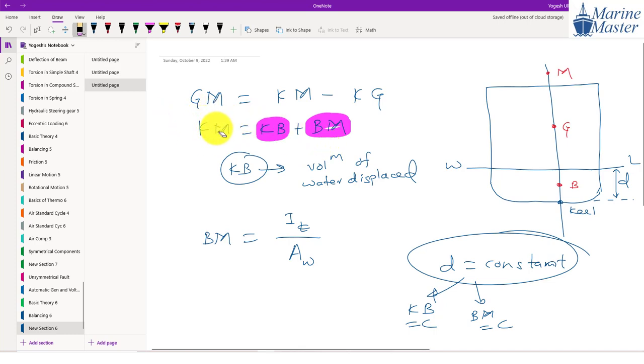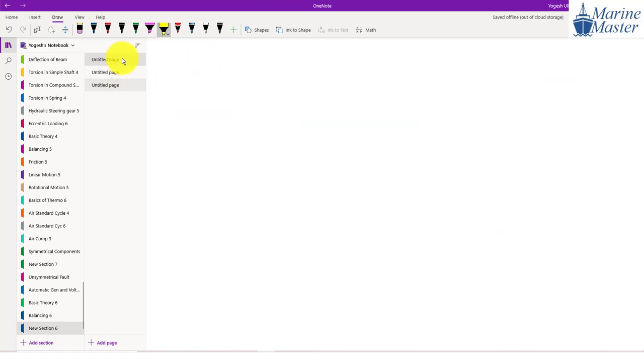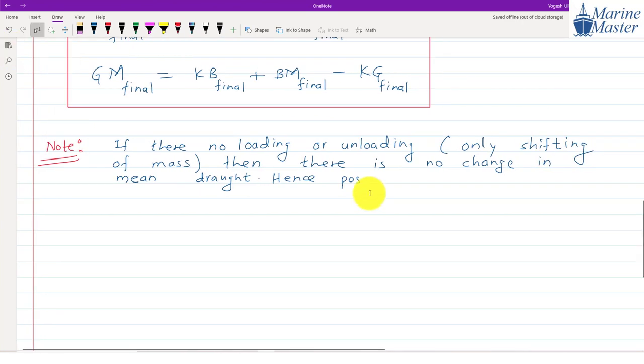Only what is going to change here? Kg, guys. When we are shifting the mass, Kg is going to change, and as Kg changes, GM is going to change. So now, the concluding statement: if there is only shifting of mass, then there is no change in mean draft.